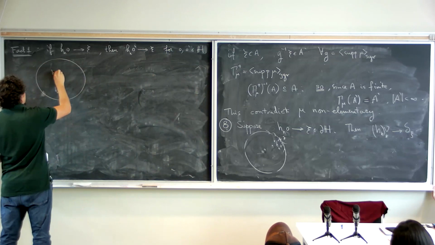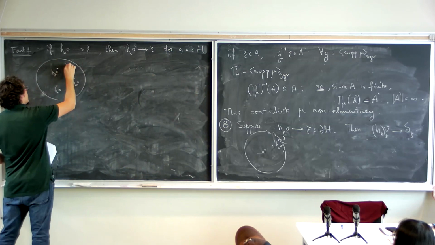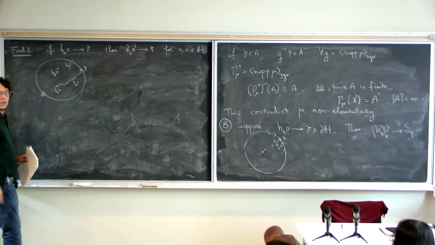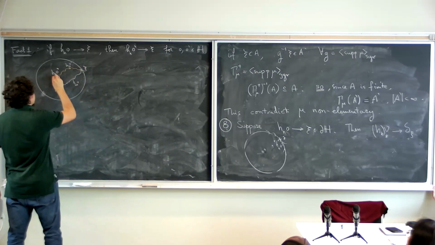So you have a path, h_n o, that converges to Xi, and then you take another base point and you act with the same set of group elements. Well, they also converge to the same point. And the reason is that the distance between each step is constant.